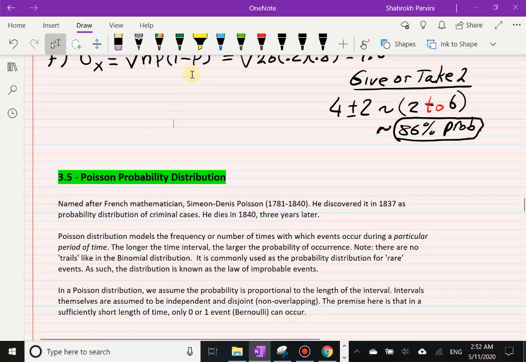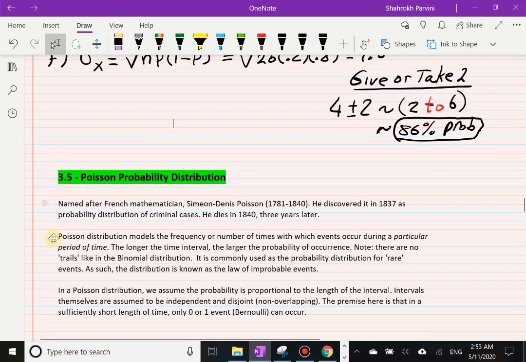Okay, so let's finish this off with our last of our discrete probability distributions. We're going to take a look at the Poisson probability distribution. Now, this distribution is named after the French mathematician Simeon Denis Poisson, who actually discovered this distribution about 3 years prior to his death. And he discovered this distribution while, I believe, he was working on distribution of time to disposal of criminal cases. So that's a little background about the distribution.